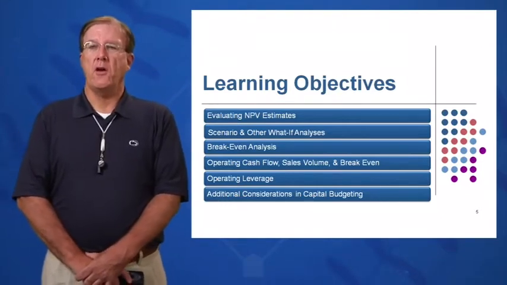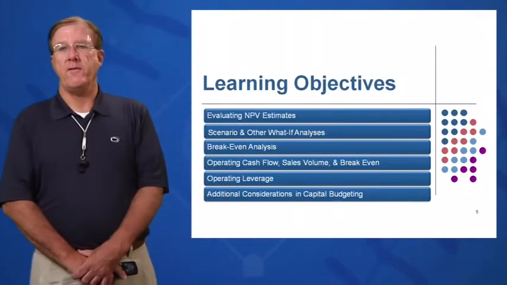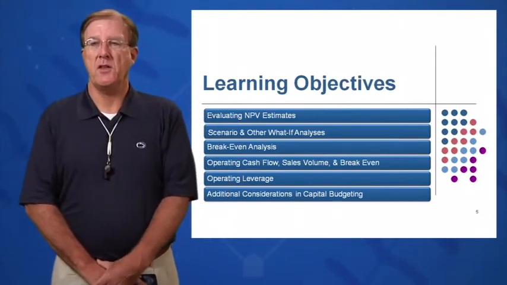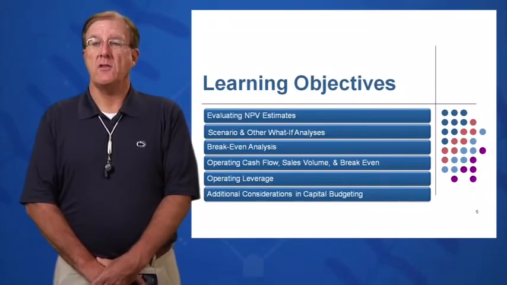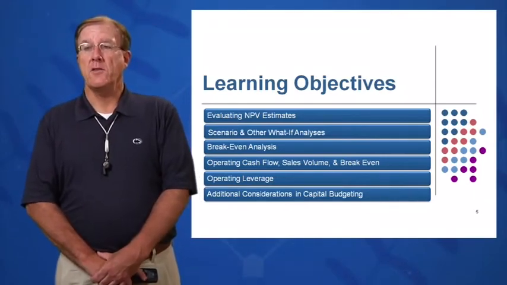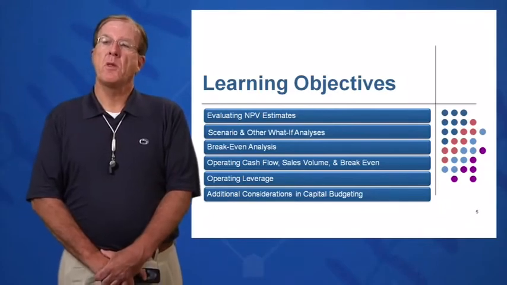Different ways of calculating OCF. We have the traditional way, OCF equals EBIT plus D minus T. We'll look at some other ways of calculating that. Operating leverage, as I said before, and other considerations in capital budgeting.